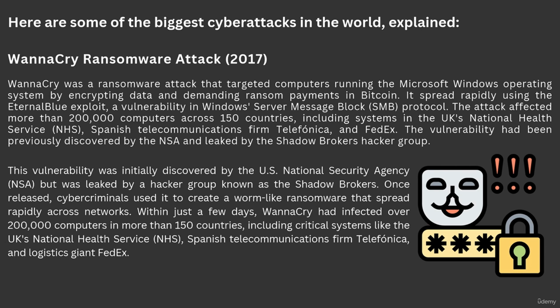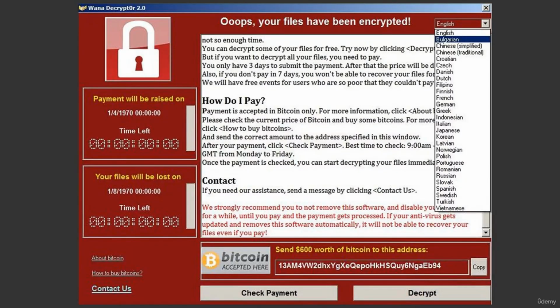So the vulnerability was initially discovered by the NSA, and the cyber criminals used it to create a worm-like ransomware that spread across all of the networks and encrypted them. So this is how the decryptor looks, and you will need to pay a certain amount so that your system gets unencrypted. So the decryptor looks like this.